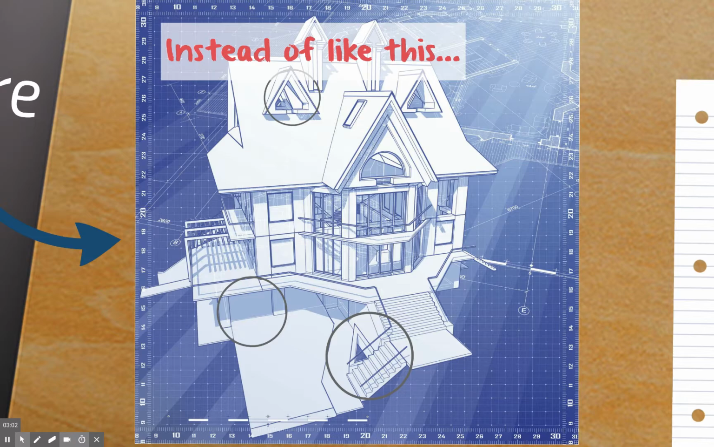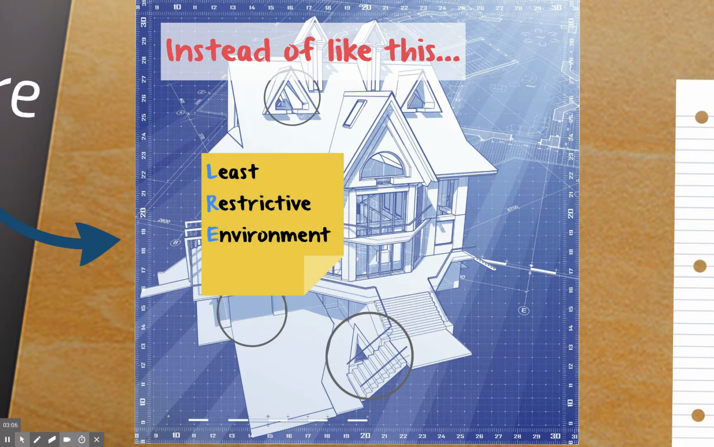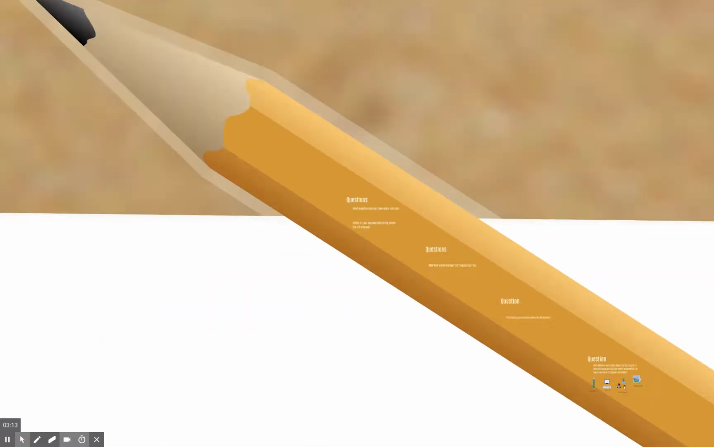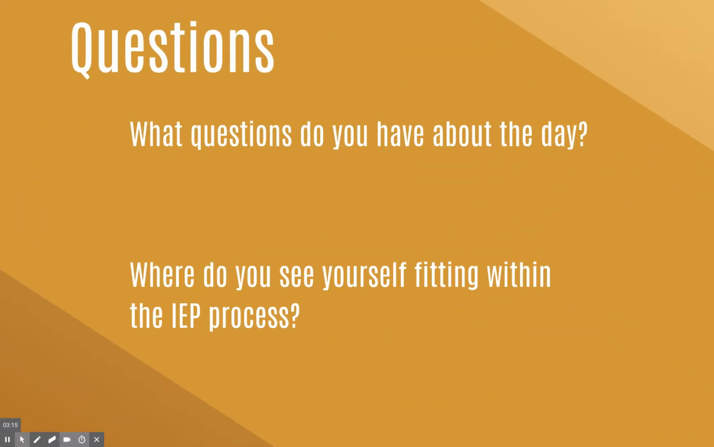And so let's look at some of the components of this plan and some big ideas around it. So we want to talk about least restrictive environment, and we want to talk about an individualized education plan. And so let's jump in and we're going to think about least restrictive environment. But before we do, what questions do you have about this little session? Where do you see yourself fitting within the IEP process? Feel free to pause the video and think about it, write it down, draw it out, create a little video yourself where you answer some of these questions. We'll have a few more, but this is our first question for the session.